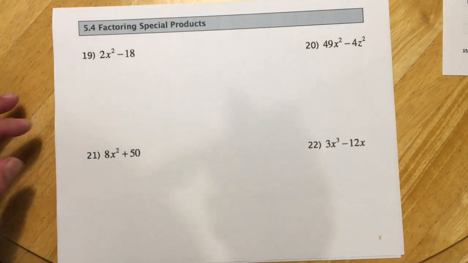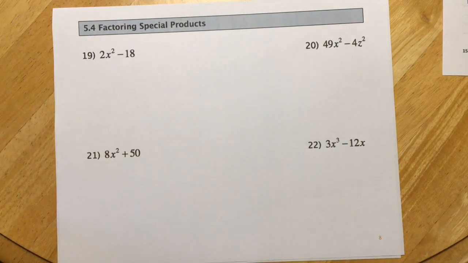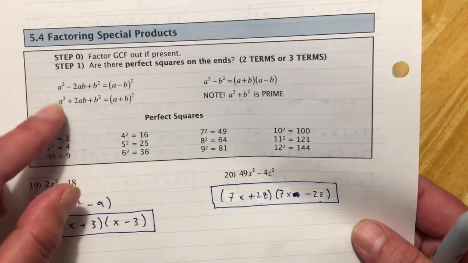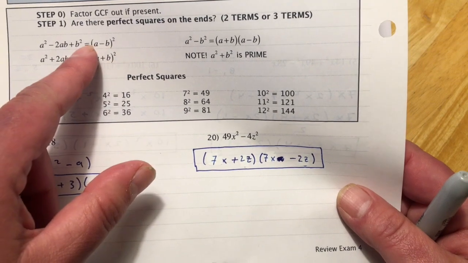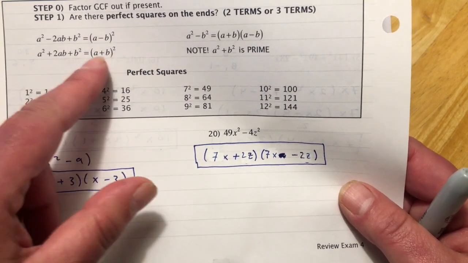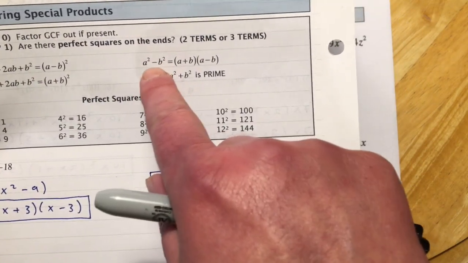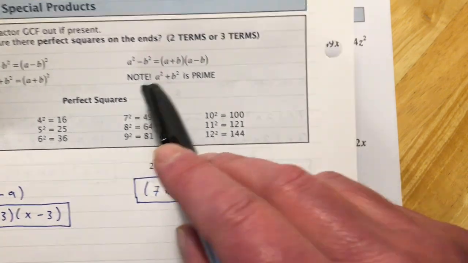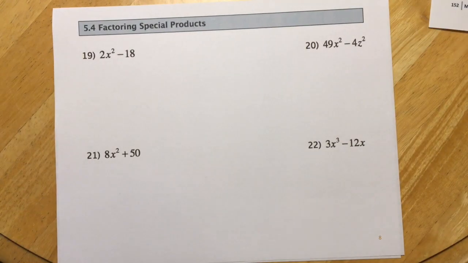Okay, 5.4 brought us factoring by special products. So these are the ones with the formulas. And again, they're in the notes, so I won't bother to write them out here. But it's the ones with the squares on the ends where they come out to a minus b quantity squared, or a plus b quantity squared. And that's the 3-term ones. And then there's the 2-term difference of squares, and that's our a plus b, a minus b. And then careful, a squared plus b squared is prime, does not factor. So careful not to fall for that one.